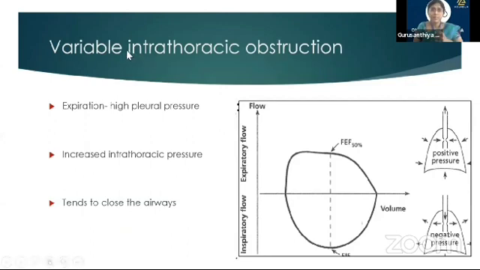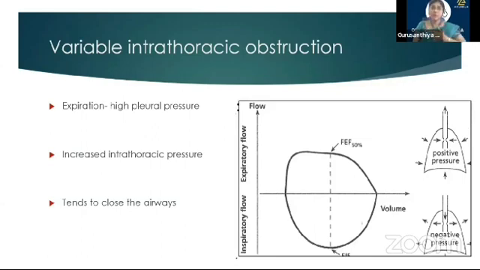So what happens in case of an intrathoracic obstruction? The obstruction is inside the chest. What happens when you inspire? There is a negative airway pressure when you inspire. So the inspiration is not going to be a problem because the obstruction is variable.